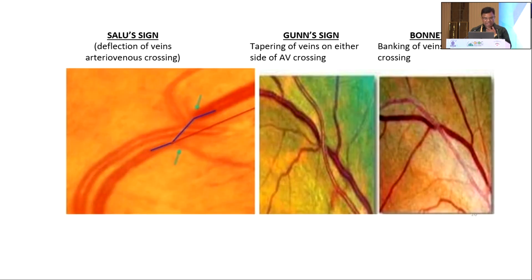So you can see the Salus sign, the deflection, in the first picture. The second is the Gunn sign, where we have the tapering of the vein. And third is the Bonnet sign, which is the banking of the vein distal to the AV crossing.